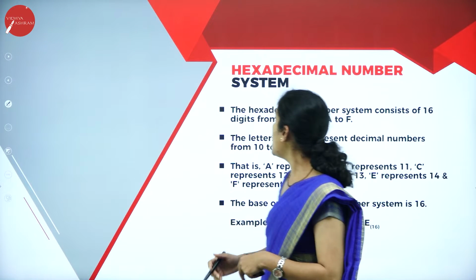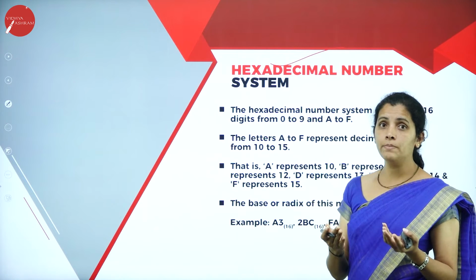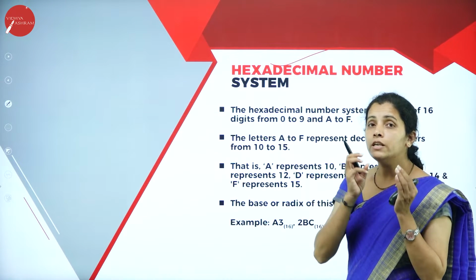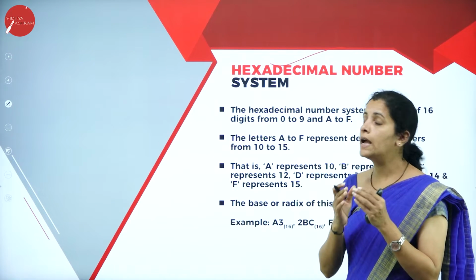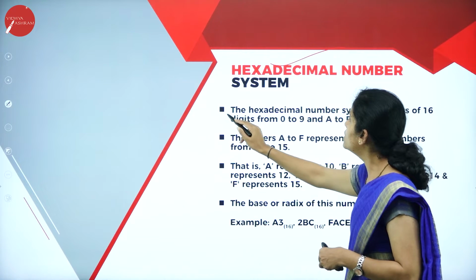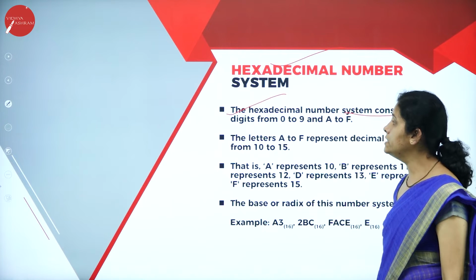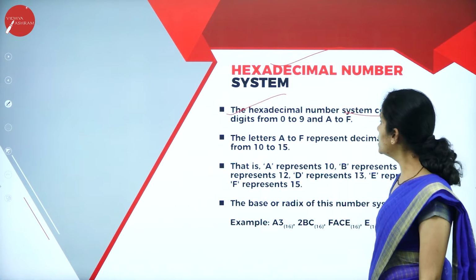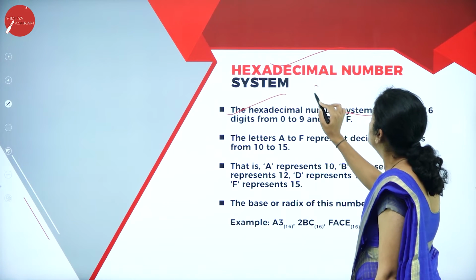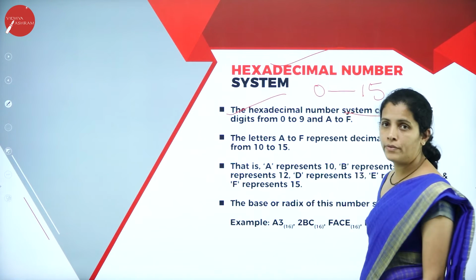Then I'm going to have the hexadecimal number system. So what is a hexadecimal? It's nothing but the 16. So if I have 0 to 15 digits, then it is considered a hexadecimal number. The hexadecimal number system consists of 16 digits from 0 to 9 and A to F. That means a hexadecimal number includes 0 to 15.